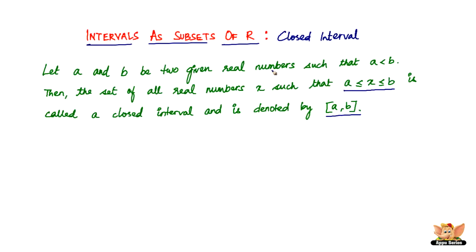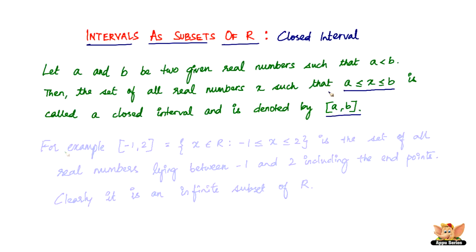When you have the set X of all real numbers greater than or equal to A and less than or equal to B, that particular set is called a closed interval. And how is it denoted? It is denoted by writing A comma B inside closed square brackets. So this is called a closed interval.